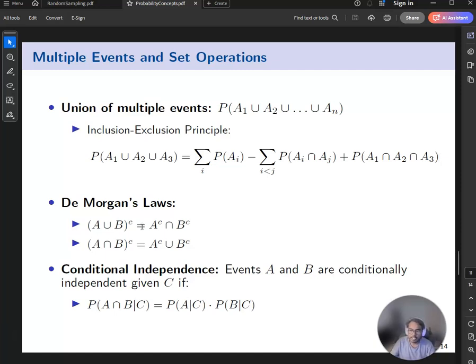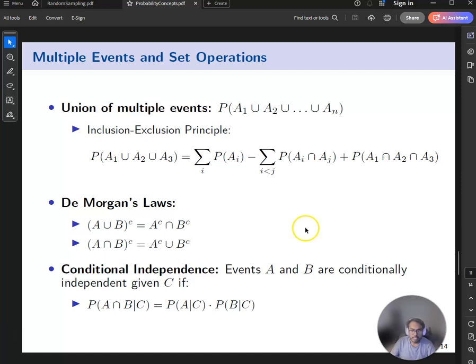The second law states that the complement of an intersection equals the union of the complements. So the complement of the intersection equals the union of the complements. In plain English, this means that if an outcome is not in both A and B, then it is either not in A or not in B.